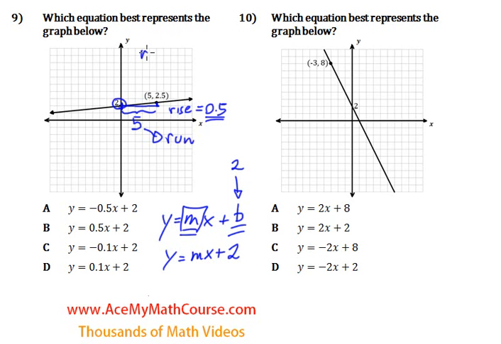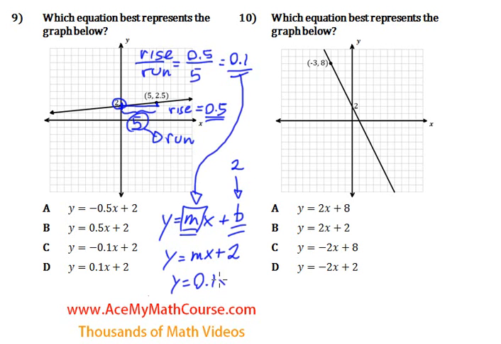Now, rise over run. That's just going to be 0.5 over 5. And 0.5 divided by 5 is just 0.1. So that is the slope, which I can plug in right here. So y equals mx plus b. M is the slope. So the answer is D. Great. Now question 10.